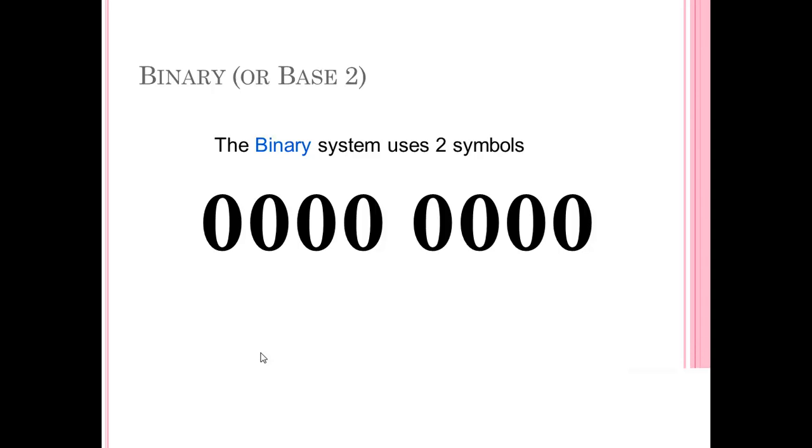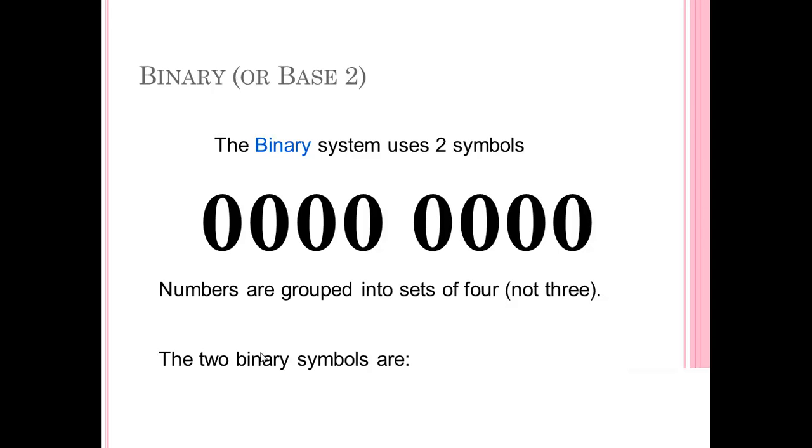You will never get to the number. You get to the one just below it, all right, in the base. So it's impossible to have a 2 in a binary number. It's always zeros and ones. All right, so numbers are grouped in sets of 4, not 3. We normally put the comma between groups of 3s. And our two binary symbols are 0 and 1.